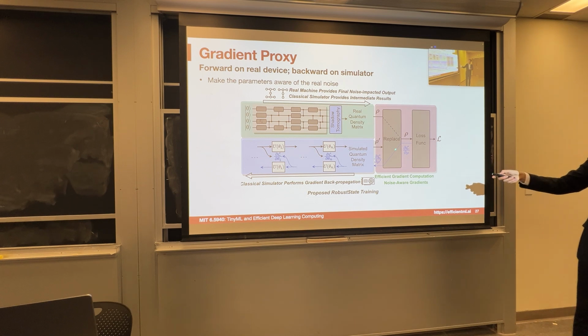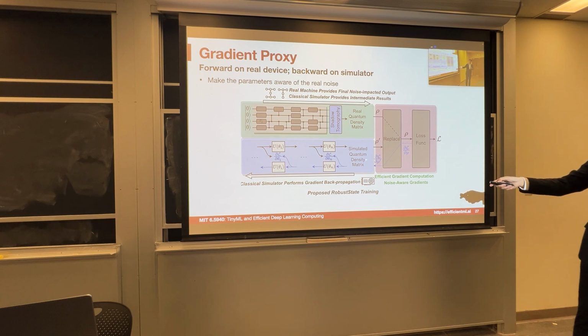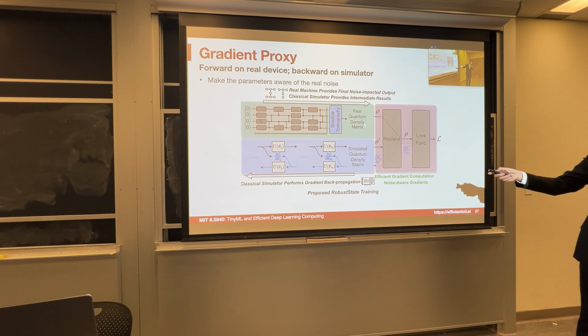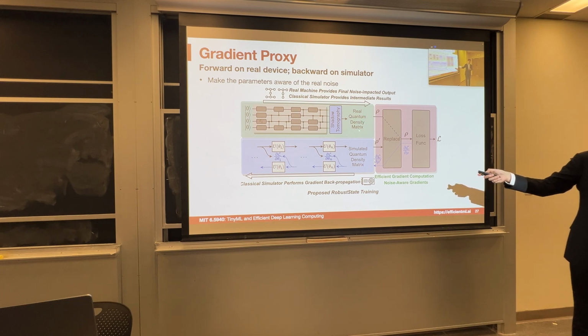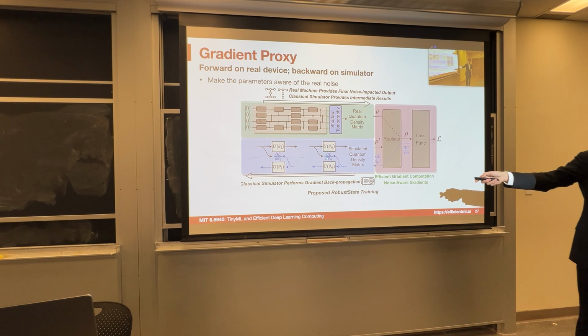And then for the training process, we can replace the simulated density matrix with the actual real device matrix. So in that case, when we do the backpropagation, we can use a straight-through estimator here to replace the simulation density matrix with the actual quantum device run density matrix. So this result will be impacted by noise. And then we can use this result to do all the way back propagation through the simulation.